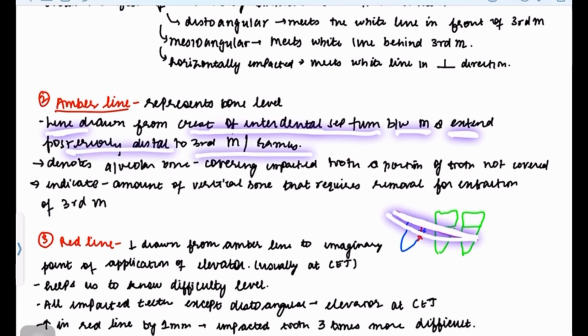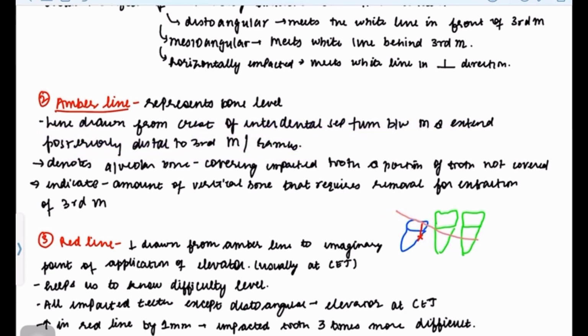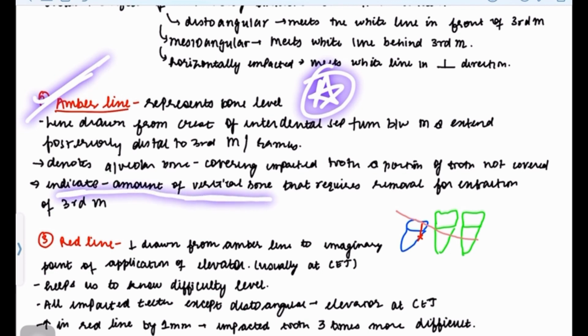Why are we making the amber line? This denotes how much bone is covering the impacted tooth. This indicates why the amber line is important: it indicates the amount of vertical bone that requires removal for extraction of the third molar.